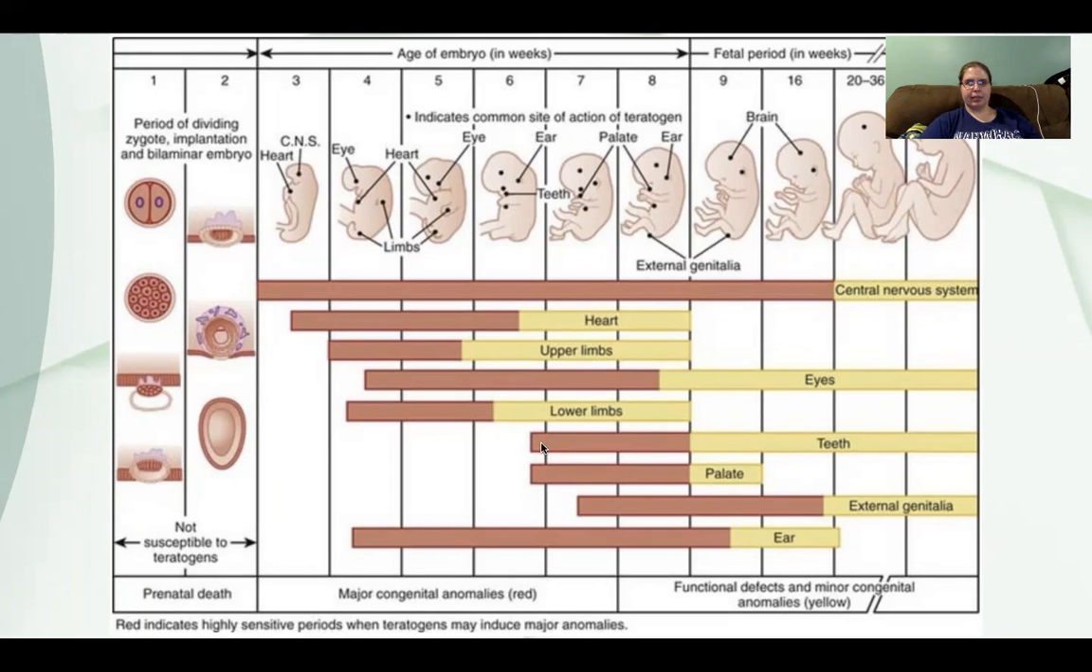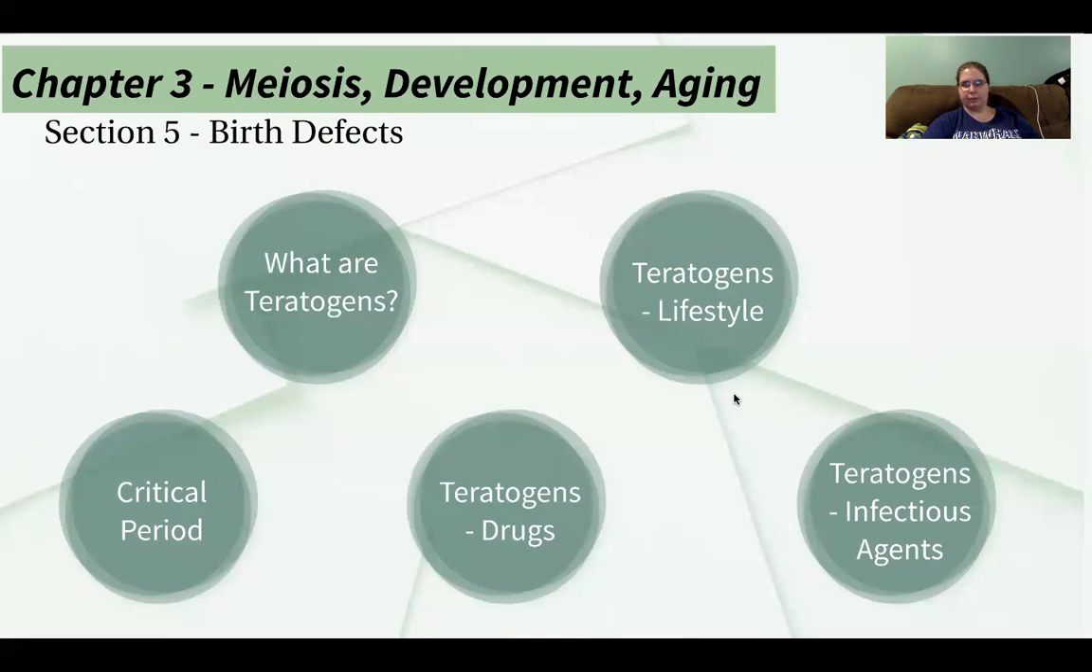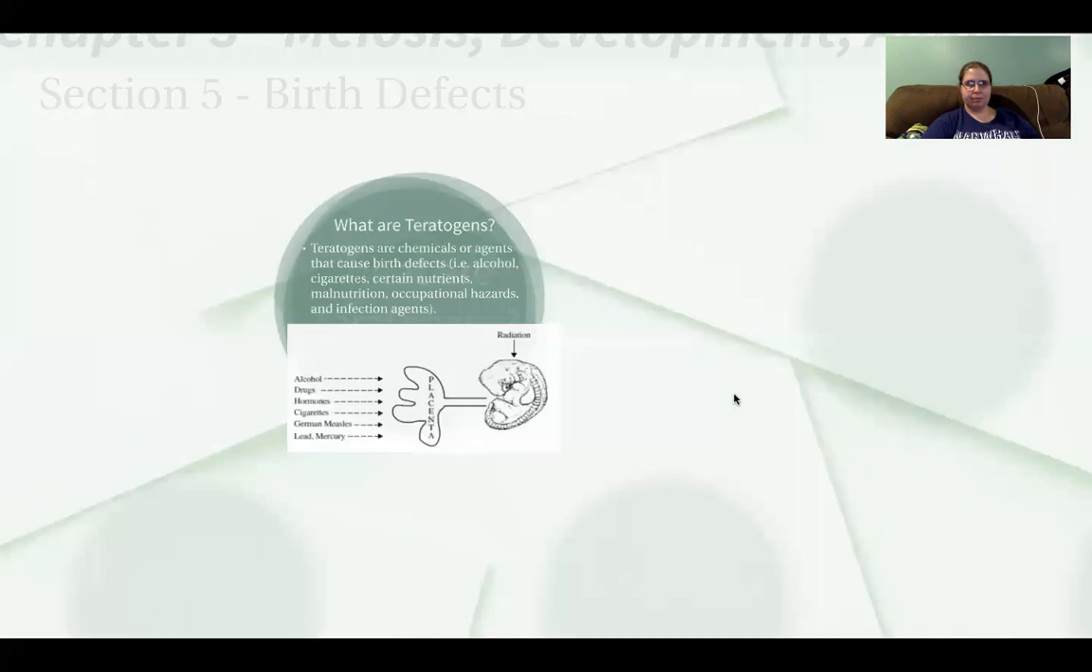Teeth, by the end of the 6th week to 8 weeks. The palate in the mouth, same as the teeth. External genitalia from 7th week to 16 weeks, and the ears from 4 to 9 weeks. So they're letting you know a little bit more about what's going on. And you're not going to have to know all that stuff. Just know what the critical period is.